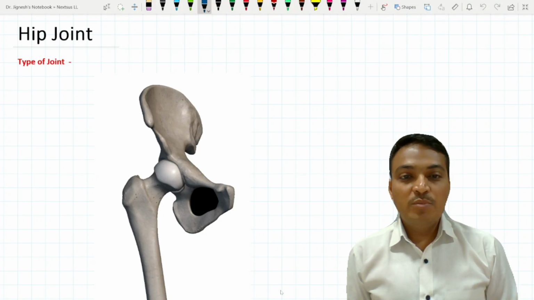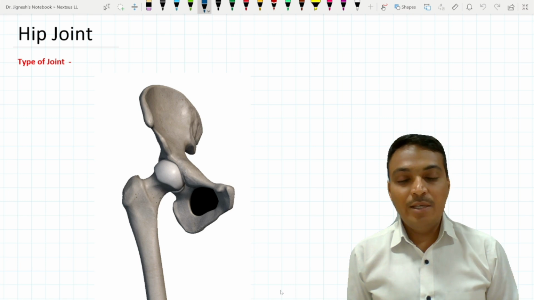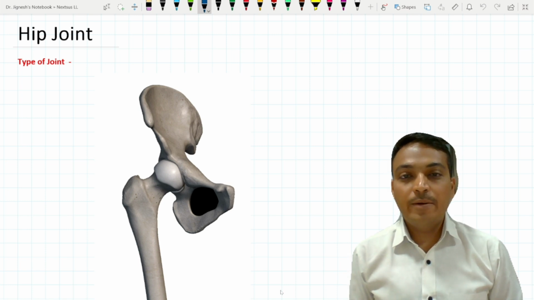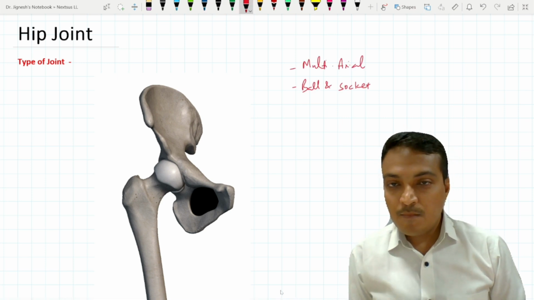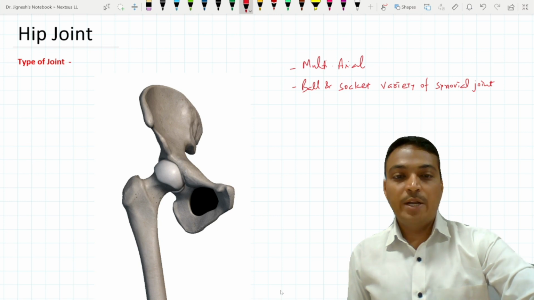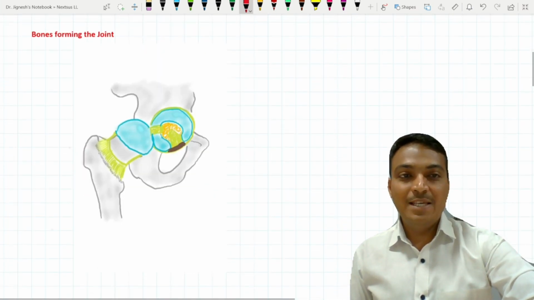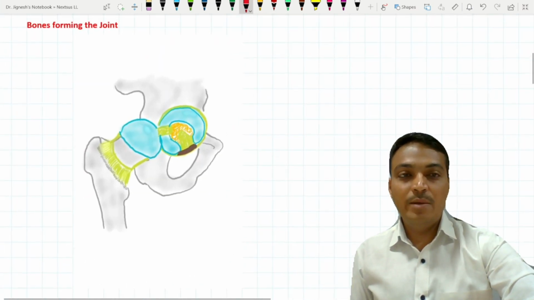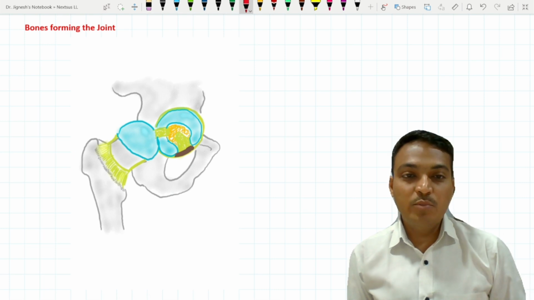When we see the anatomy of the hip joint, this hip joint is a multi-axial ball and socket variety of the synovial joint. Now let's see the bones which are going to form the hip joint. So when we see the bones forming the hip joint, the ball is going to be formed by the head of the femur.